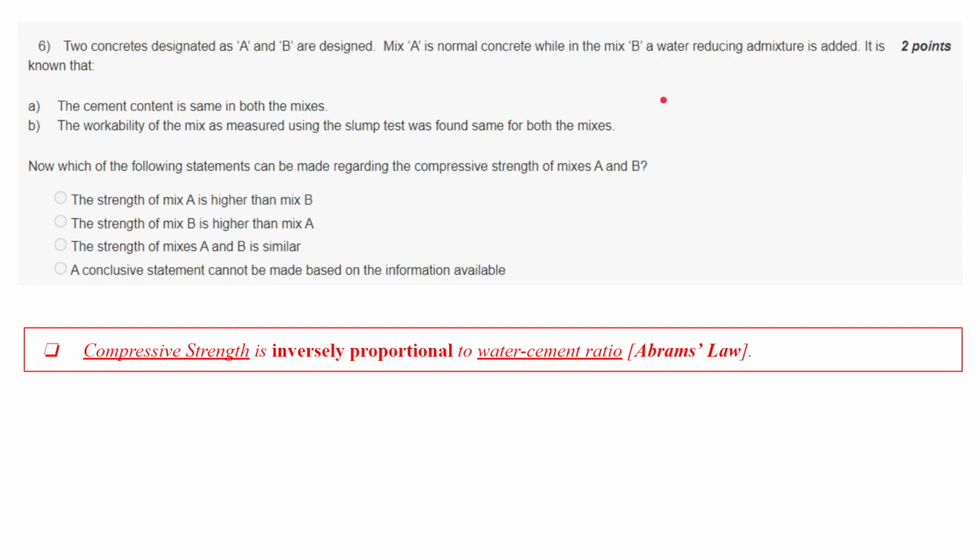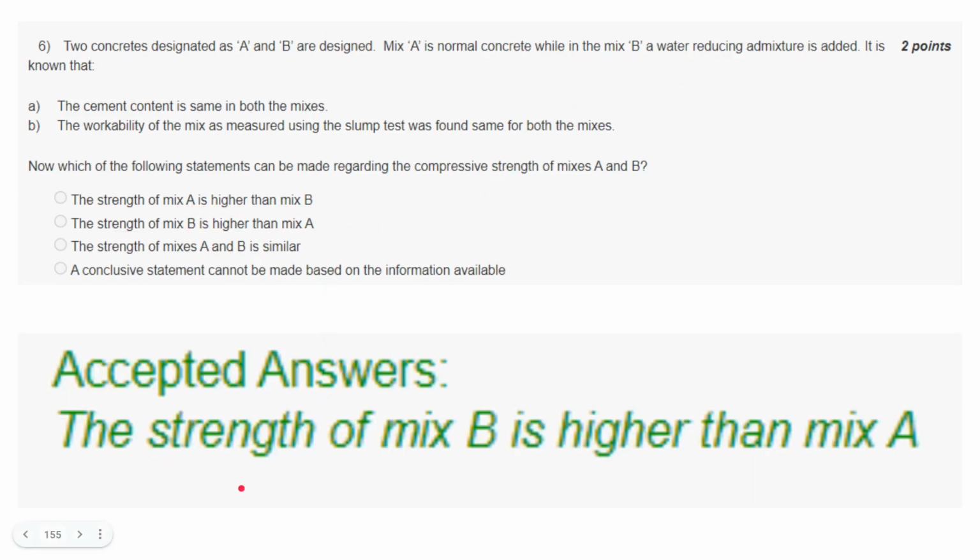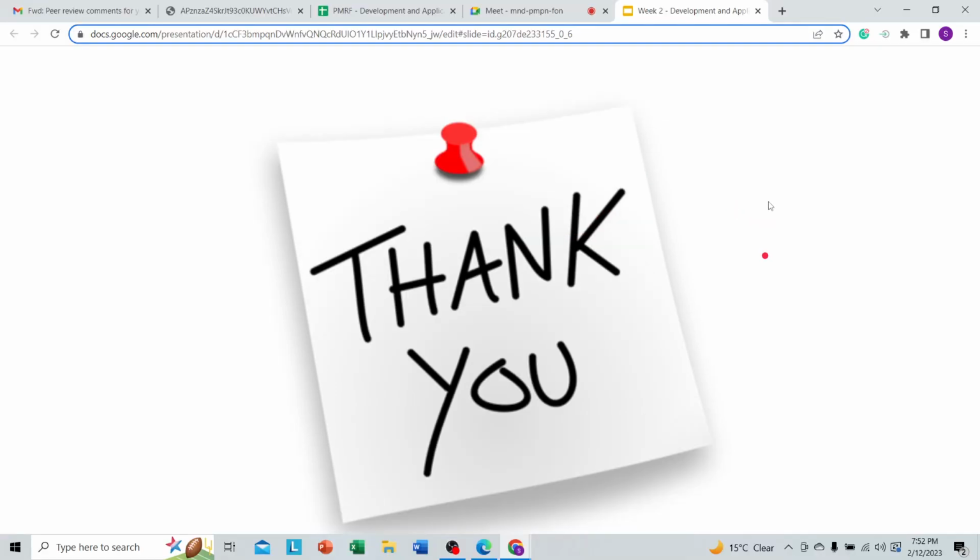Therefore as the water content is less in B and the cement content is same in both, the W by C value of B is lesser than W by C of A. That means compressive strength of B will be higher than compressive strength of A. So the strength of mix B is higher than mix A. The second option will be the right one. So with this we come to the end of today's discussion.